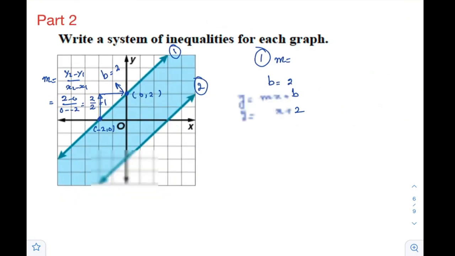Remember that the slope here is positive. You can apply rise over run, then decide whether it's positive or negative. The slope here is positive. It's increasing from left to right. It's going up. This is the first equation.